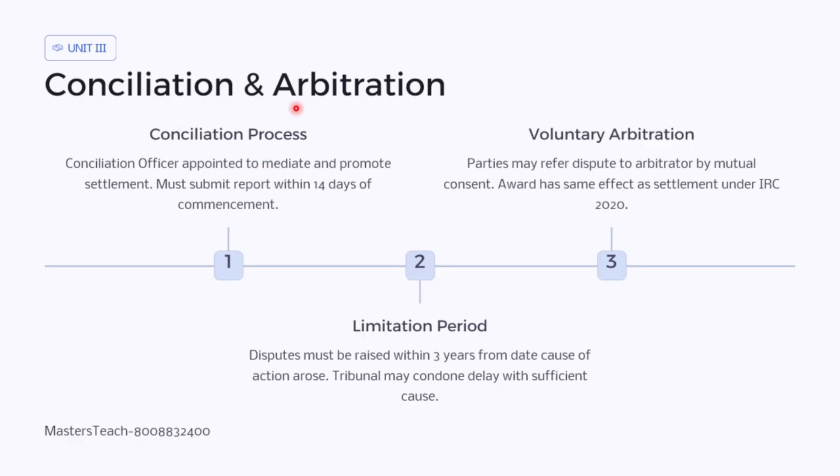So conciliation and arbitration. Conciliation process means a conciliation officer appointed to mediate and promote settlement must submit a report within 14 days of commencement. Then limitation period. The dispute must be raised within 3 years from the date the cause of action arose. Tribunal may condone delay with sufficient cause.